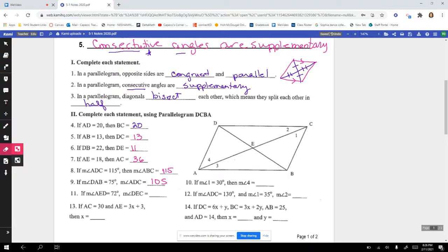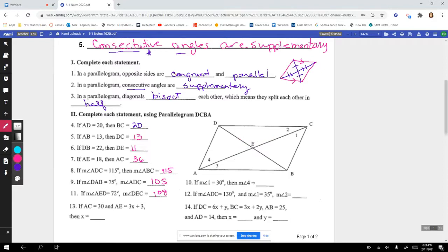Right? If the measure of angle AED, if this right here is 72, and they want to know what the measure of angle DEC is, this angle right here, well, that's a straight angle, right? So we know that that is going to have a measure of 108 because I add them together and I get 180. Okay, let's move over to the next column.